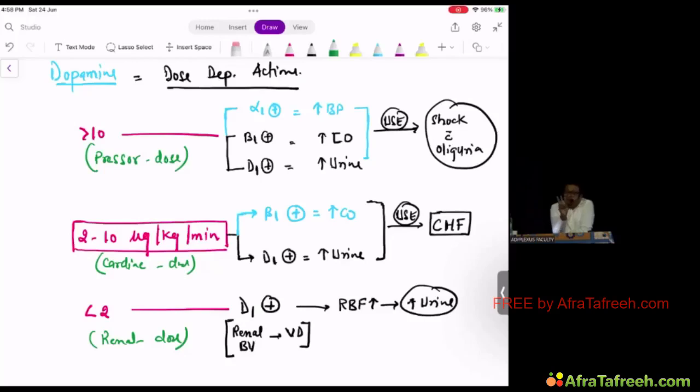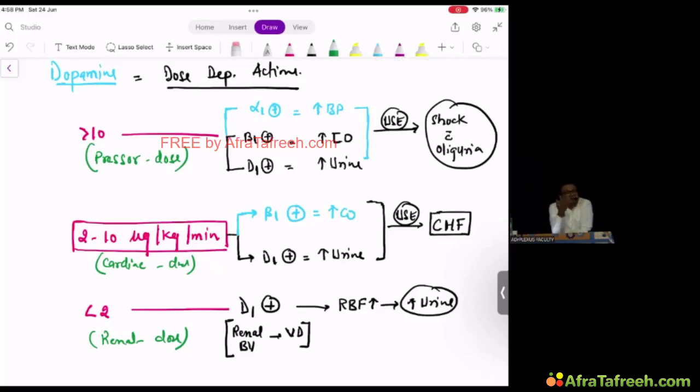Understood? Dopamine has two uses which are written in front of you. Congestive heart failure, which I told you, which kind of heart failure? The severe one. And shock. Again, the patient is severe. So it is a drug of emergency mostly. Emergency or ICU. Complicated.